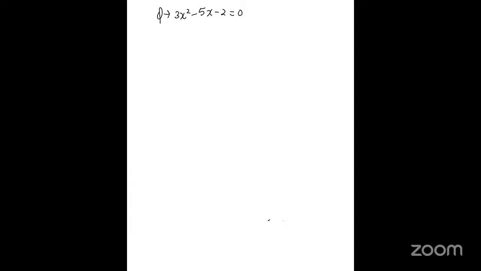Done? This one is done, I guess. Yes, this one. Tell me the answer, please. So it's real roots. I sent you the answer, sir. Is it real roots? Good.